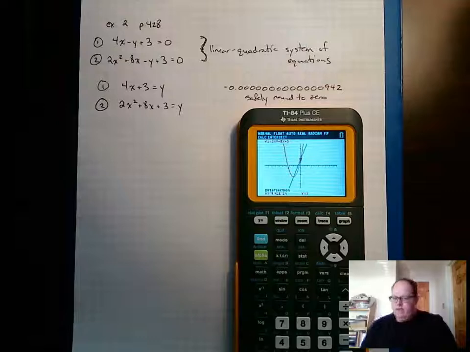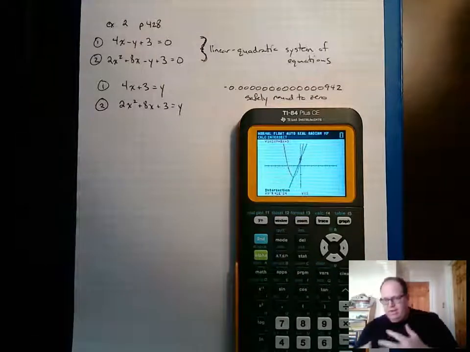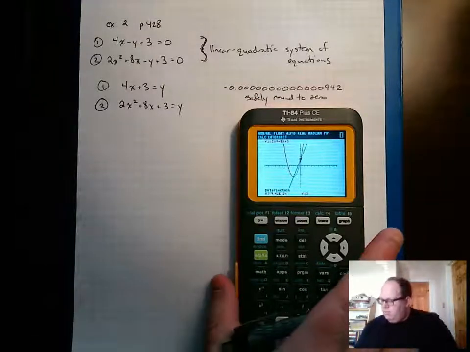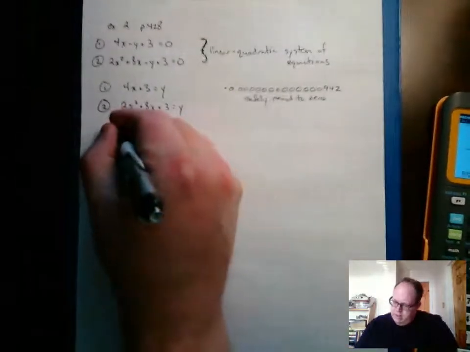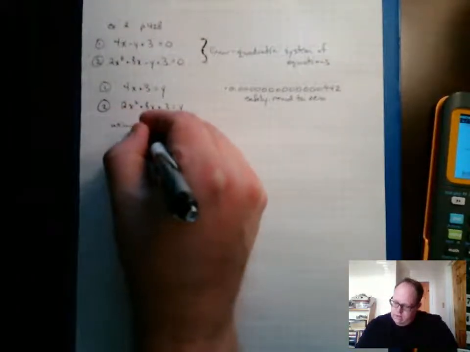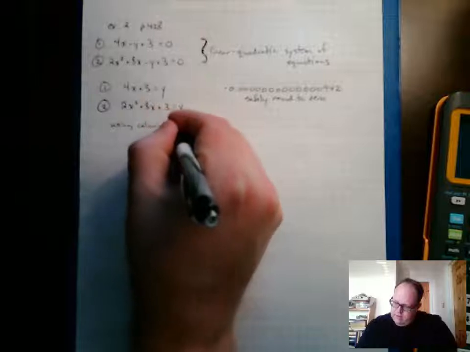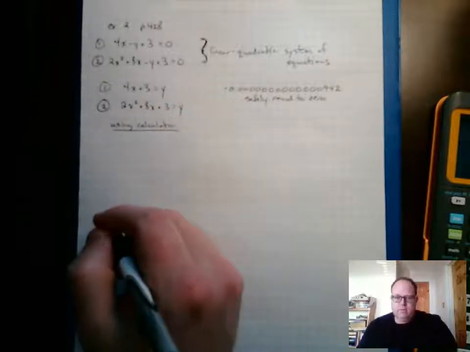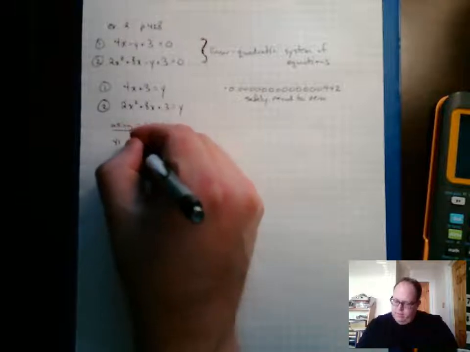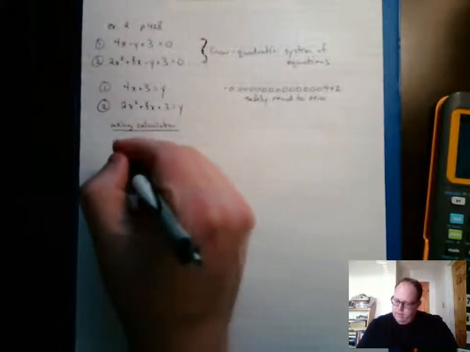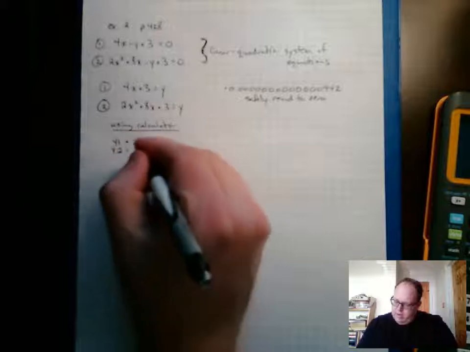So, now that I know what my 2 points are, I need to write down something for me to see, so we can look at it later on. So, what I'm going to do is say here, using calculator. And we'll write down exactly what I called y1 and exactly what I called y2.